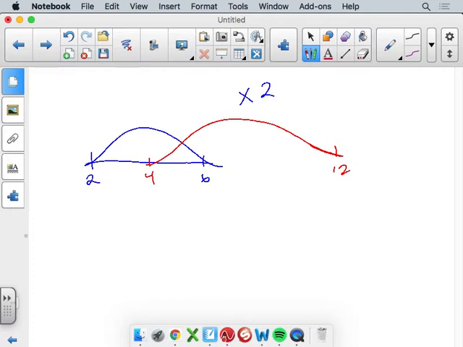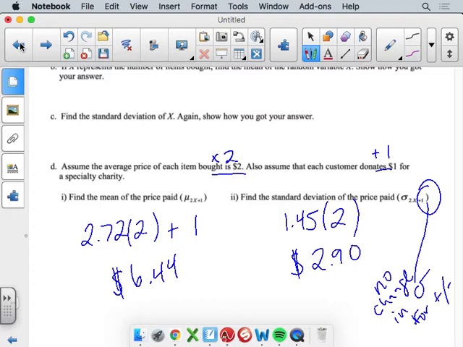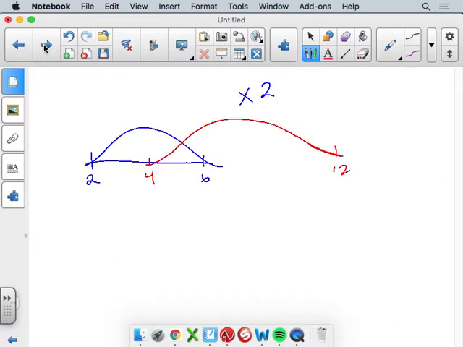It's kind of a weird concept. It makes sense, but then when you're doing the problems, you easily forget about it. So, alright, trying that out: multiplying and adding to the means and standard deviations. Cool. Okay.